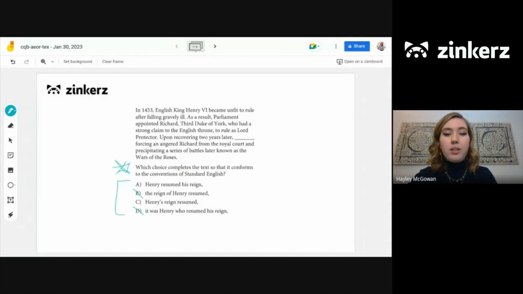And if we look closely at C, the subject is not actually Henry. It's actually Henry's reign. So we have the possessive here, Henry's reign. So the subject of that phrase is actually going to be reign, Henry's in particular, as opposed to just Henry himself, who is recovering, not his reign. So that rules out C, and A is going to be the correct choice.